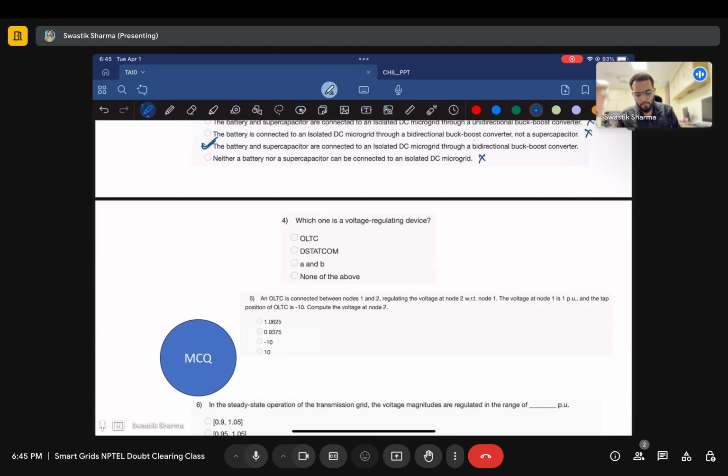Fourth, which one is a voltage regulating device? OLTC, DStatCom. Both are voltage regulating devices, right? Both are able to produce an effect on the voltage by using them.